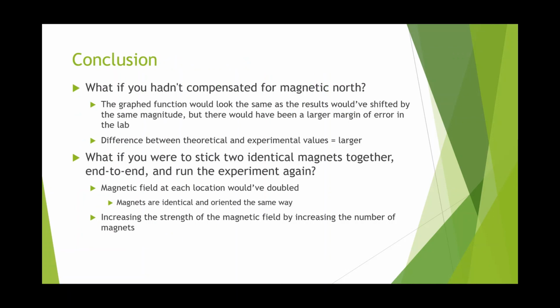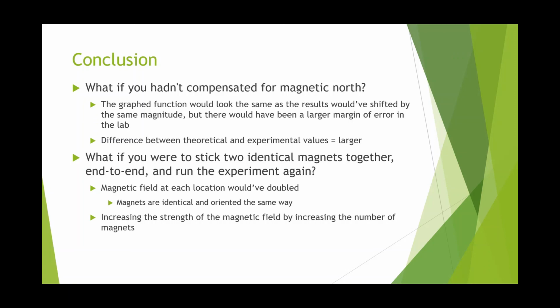This is my conclusion. If I hadn't compensated for magnetic north, the graphed function would have looked the same as the results, but it would have been shifted by the same magnitude. There would have been a larger margin of error in the lab. The difference between the theoretical and experimental values would have also probably been larger.